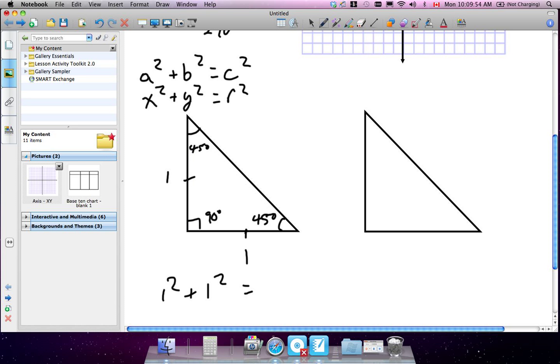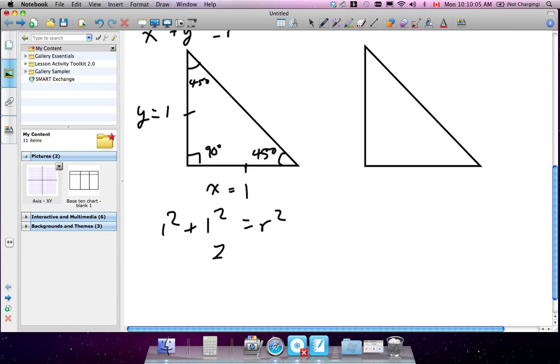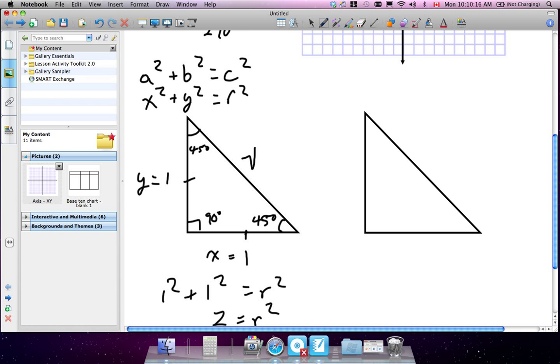I'll draw it up for you. If x was 1 and y was 1, I replaced y with 1, x with 1. So I have 1 squared plus 1 squared. It's 2, right? Equals r squared. To figure out what r is, I have to square root it, so it's the root of 2, instead of finding out what the actual number is. So that's the one case of the special triangle.